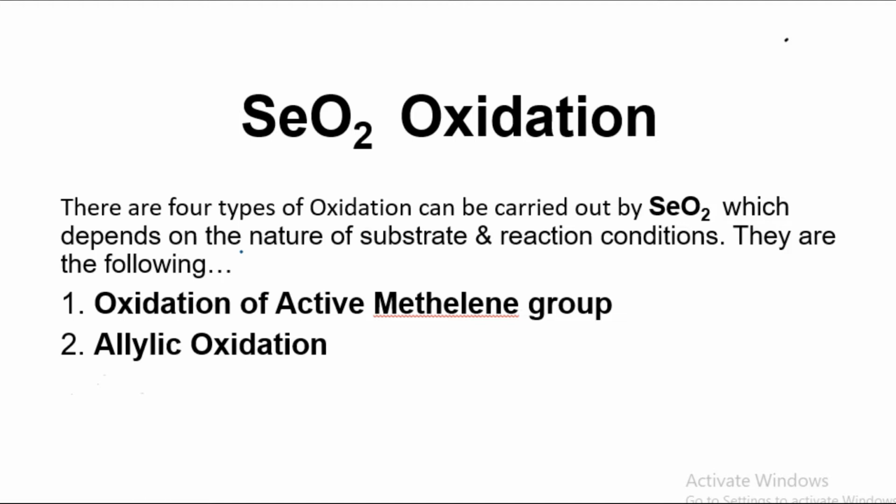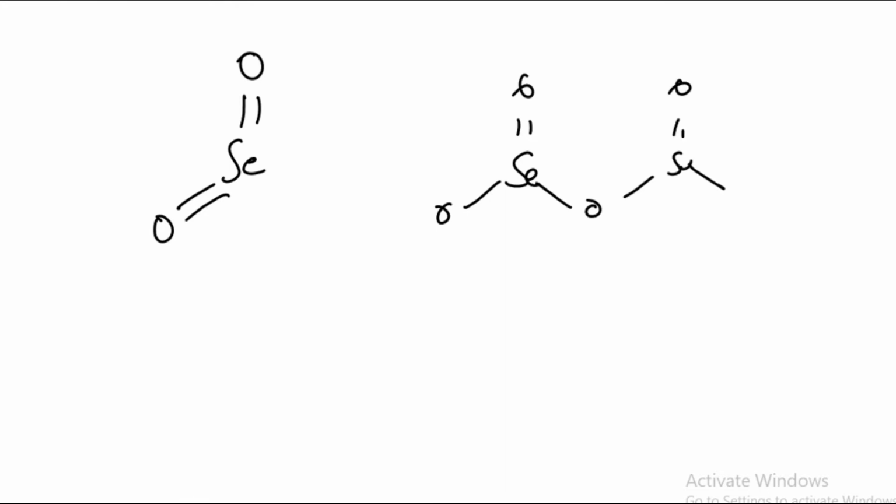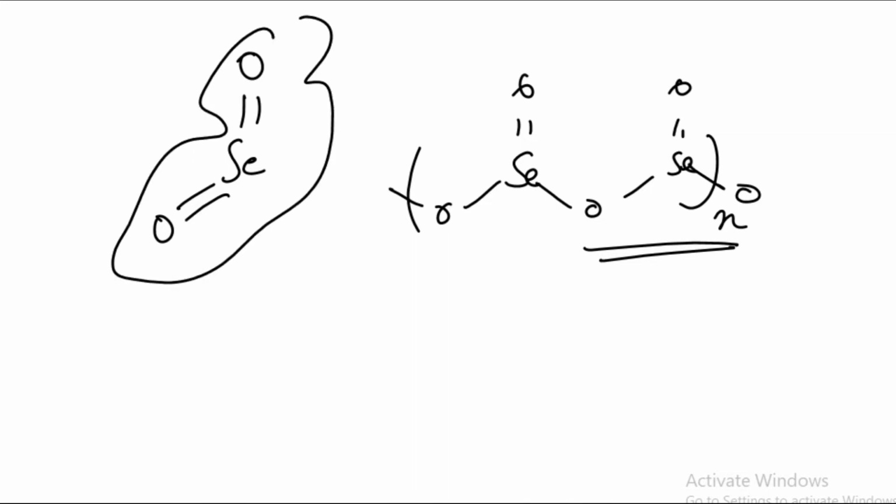So let's first learn what the selenium oxide structure looks like. In most mechanisms the selenium oxide will be used as this type of structure, but actually selenium dioxide exists in a polymeric infinite structure like this. You can also consider this structure and perform the mechanism, but for the simplicity of our purpose we will use this structure for the mechanism.